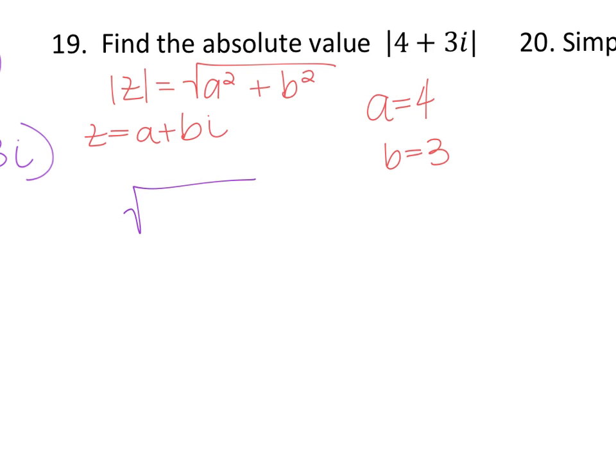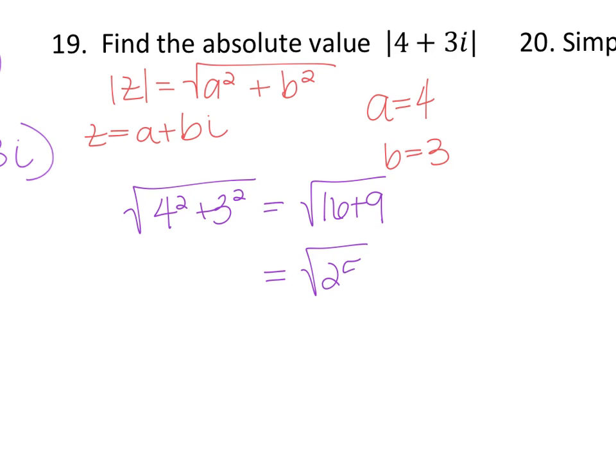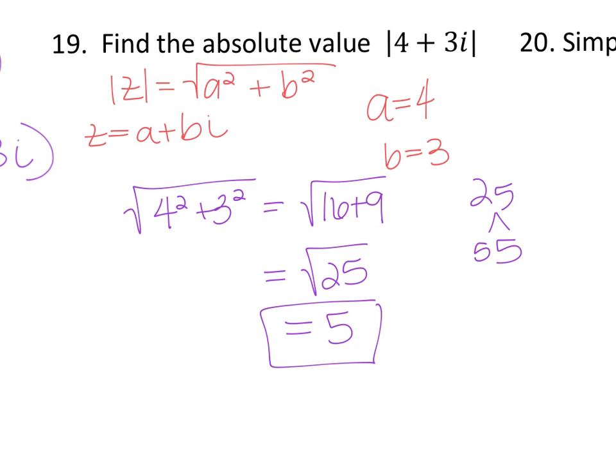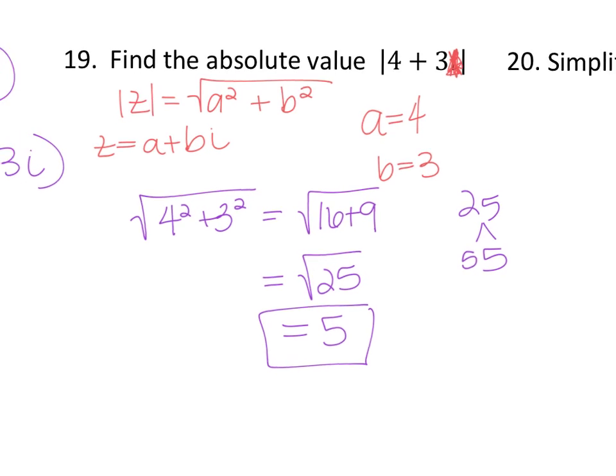So I get the square root of 4 squared plus 3 squared, which gives me the square root of 16 plus 9, which is the square root of 25. And 25 is a perfect square of 5 and 5, so it just equals 5. You kind of get rid of the i when you take the absolute value. That just goes away. So your answer by the end of it should be 5.